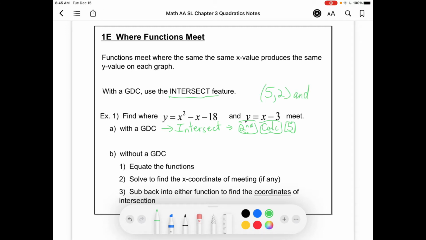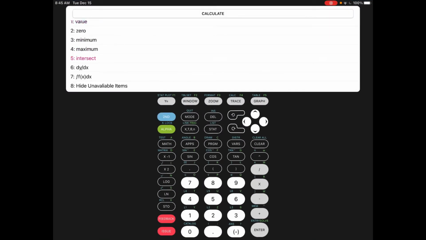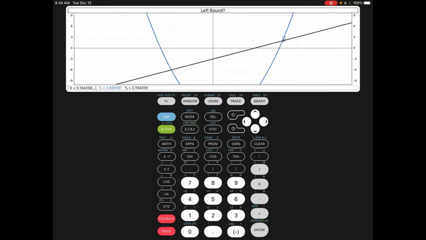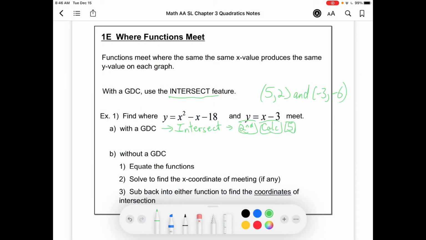And you can see that there's going to be another one on the other side. So I'll go through the same process. I'll press second trace, or second calc, and go down, choose intersect. For you, again, it will say first curve, second curve, and then guess. So you'll just press enter, enter, and then go close to this other point of intersection. For me, it's a touch different. It asks about a left bound and a right bound, and it'll find that point of intersection. On either of our calculators it should say (-3, -6). On paper 2, that's how we would find points of intersection.